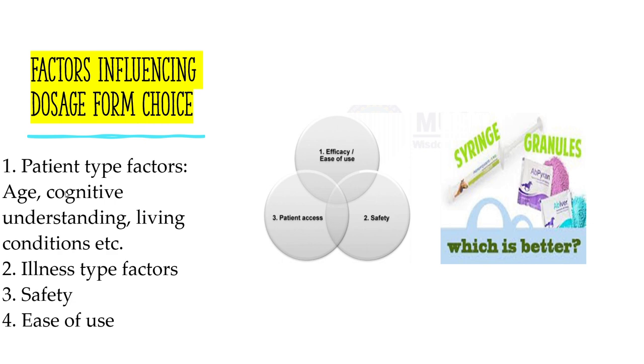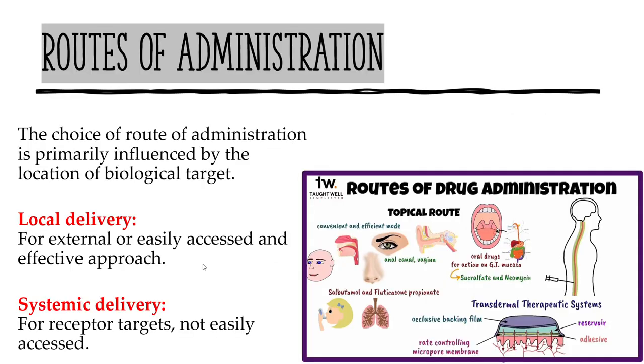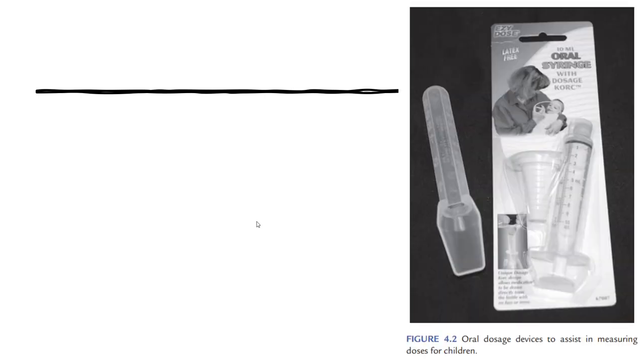There are also many factors that influence the dosage form choice, and these factors could be patient oriented, like age and cognitive functioning, understanding, living condition, illness type and factors, safety, ease of use, and all these. If we talk about the route of administration, that could be local delivery or systemic delivery. Systemic delivery is directly into the blood, and local delivery is for the external or easily accessed and effective approach for receptor targeting, but it is not easily accessed, as you can see from the slides.